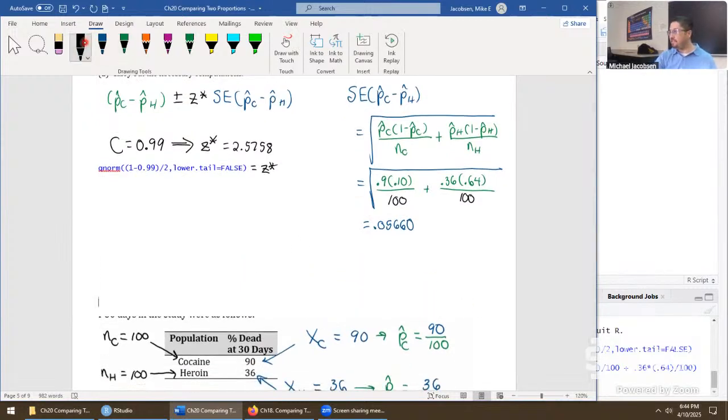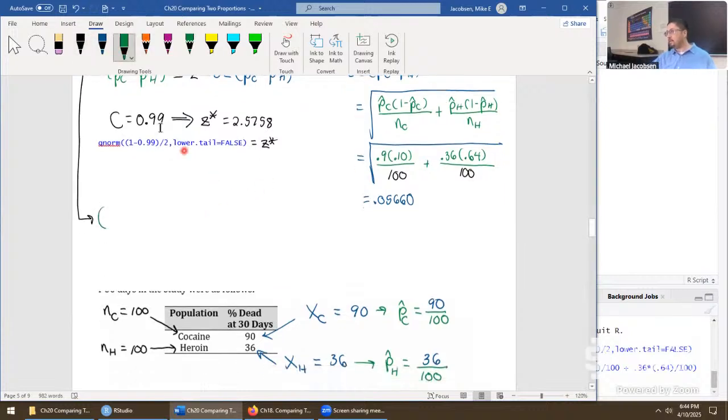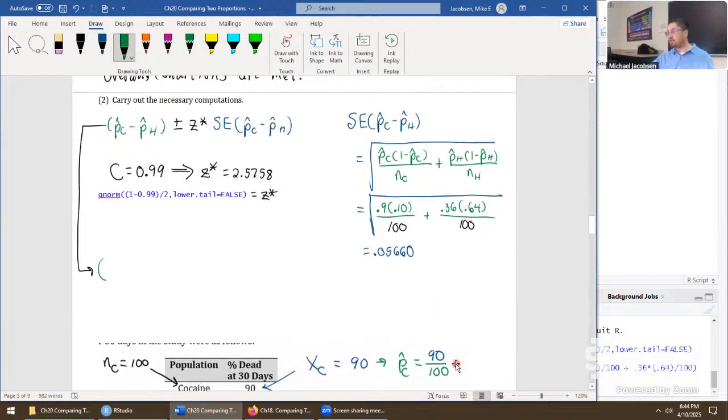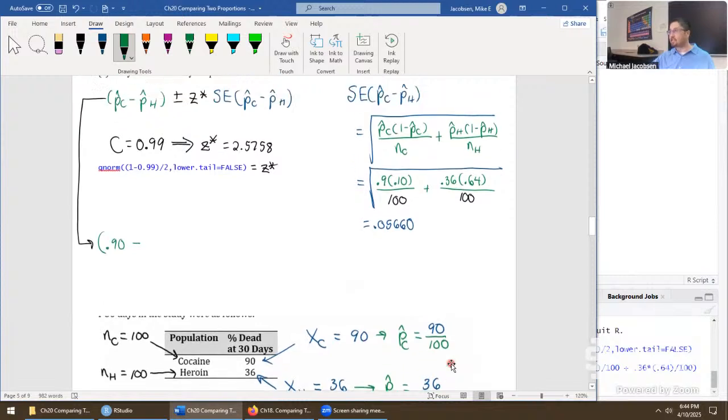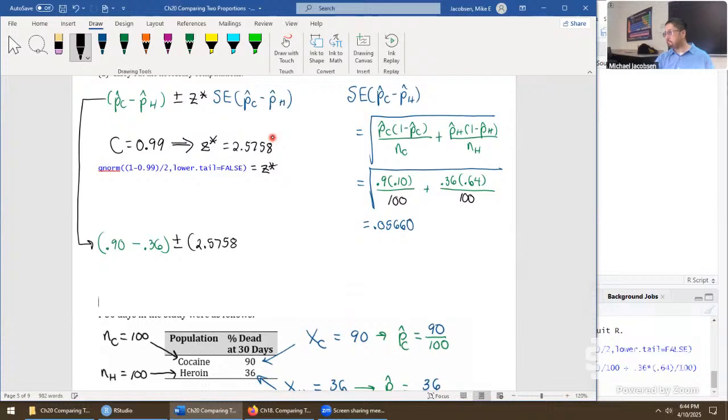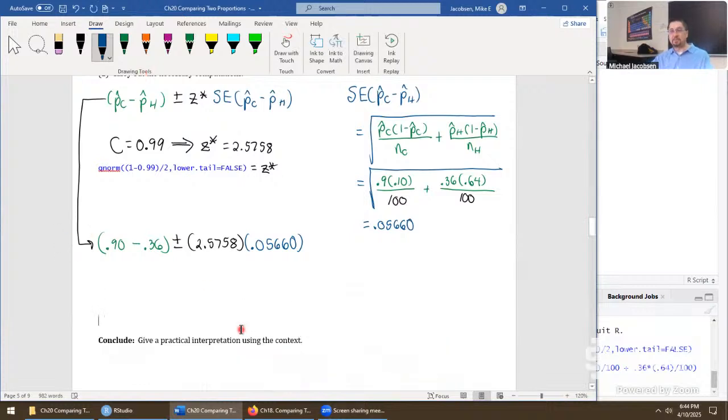Okay, the next step, with the data down below cited nicely, we get first P hat for the cocaine group, that's over here at 0.9, minus P hat for the heroin group, and that's down here as 0.36. Then add and subtract the critical number that we found, 2.5758, which is multiplied against the standard error at value 0.05660. So this is the entire confidence interval. I think we're officially now actually done with that.